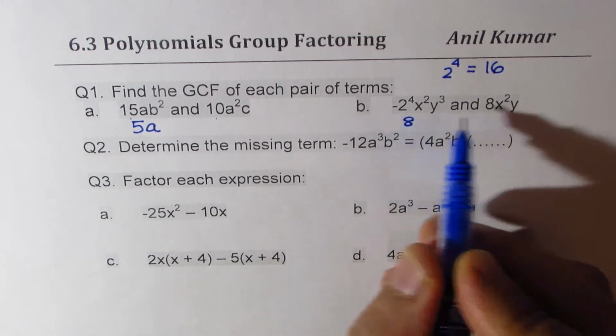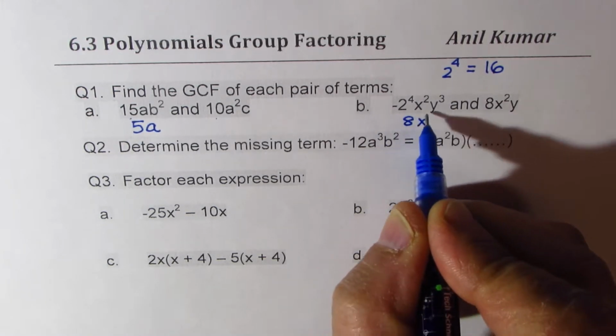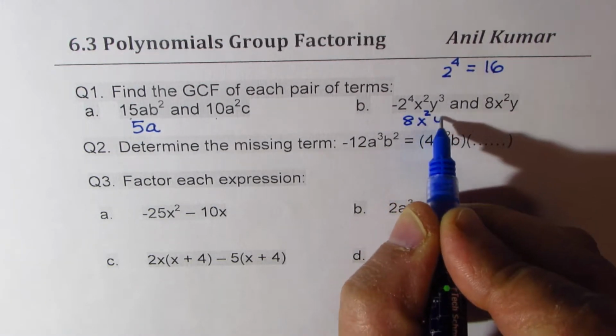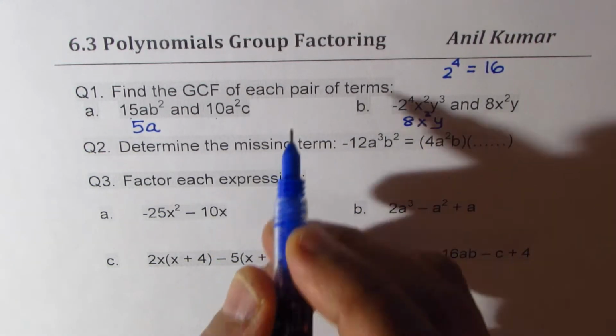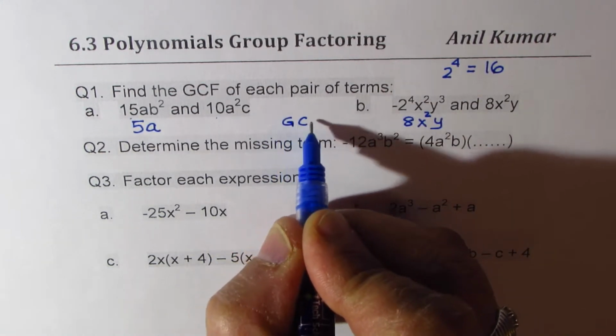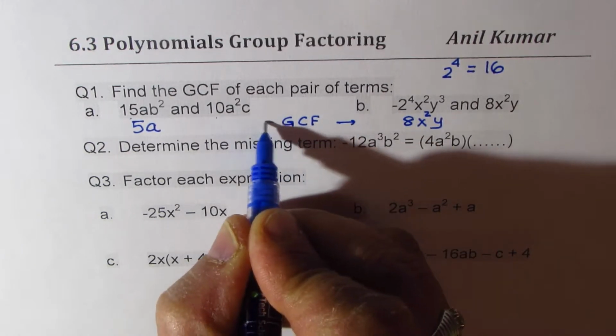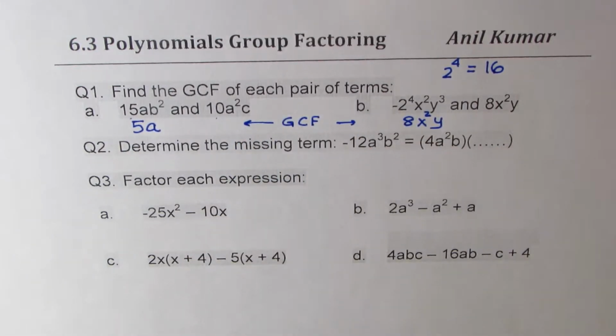Okay, x square is common and also y is common. So 8x square y is the greatest common factor. So we found the GCF for both these questions, the greatest common factors.